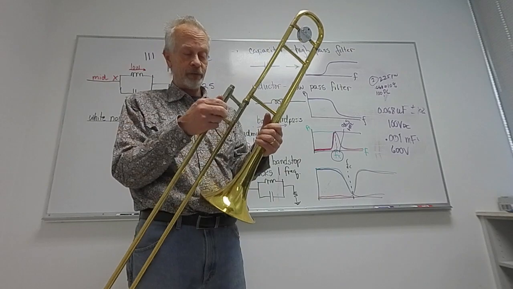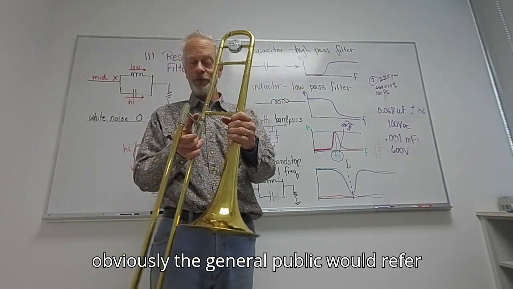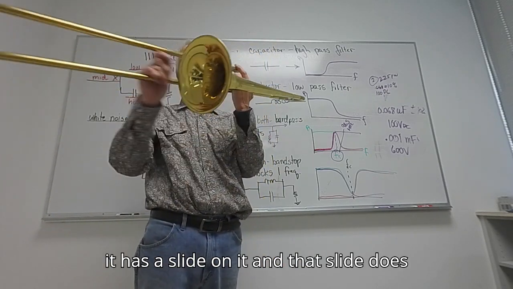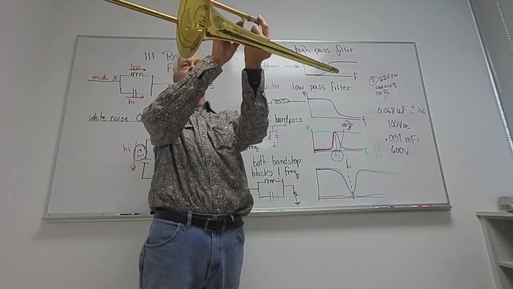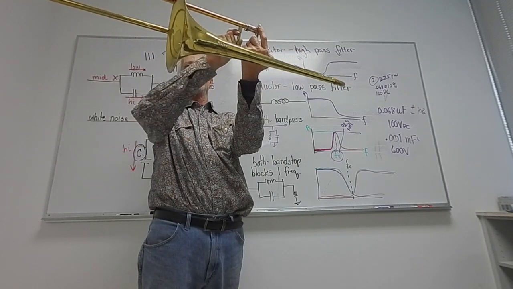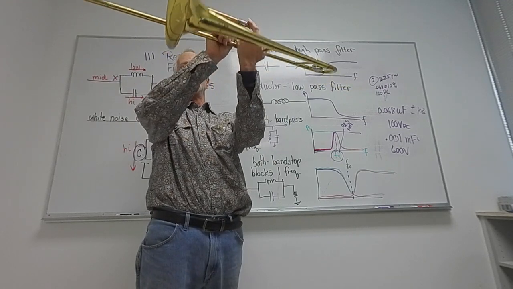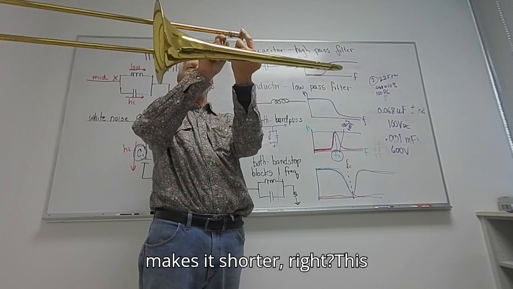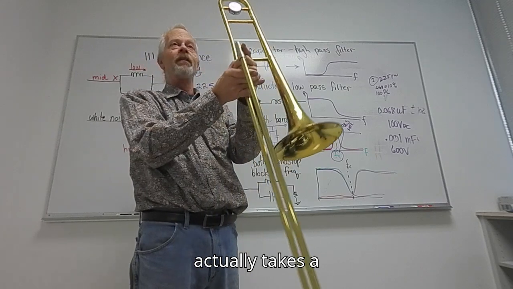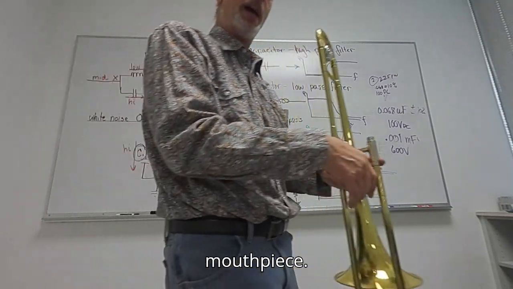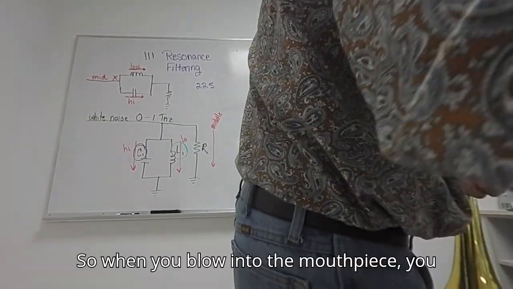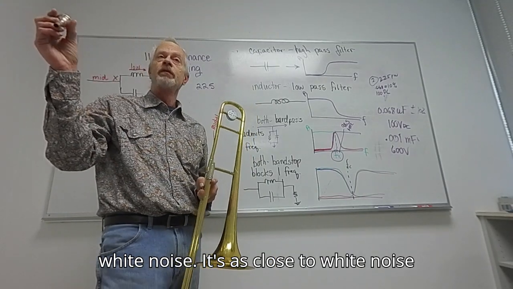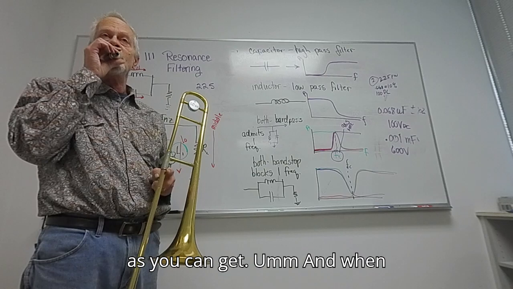So this thing, obviously, the general public would refer to it as a trombone, and that's exactly what it is. But as you're probably aware, it has a slide on it, and that slide does what? It increases the volume of the trombone. It makes it longer, makes it shorter, right? This actually takes a noise that you make into this mouthpiece. So when you blow into the mouthpiece, that's white noise. It's as close to white noise as you can get.